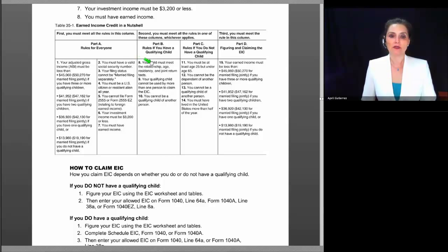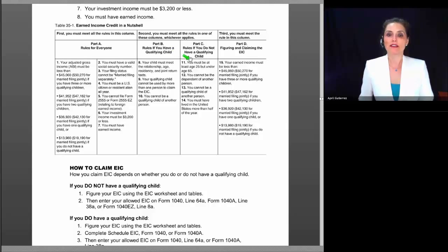Your child must meet the relationship, age, residency, and joint return tests. None of those is a dependency test. Rule number 9, the qualifying child cannot be used by more than one person to claim the earned income credit. Rule number 10, you cannot be a qualifying child of another person. So if you qualify someone else for the earned income credit or for dependency, you yourself cannot have a qualifying child. Part C, rules if you do not have a qualifying child.